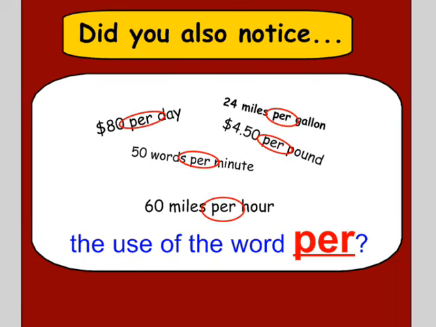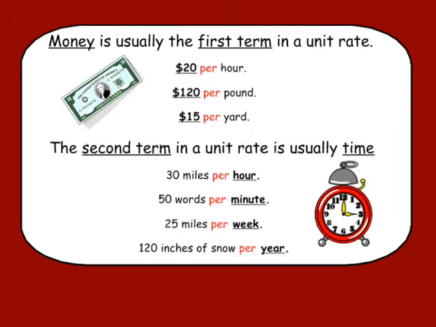Now you'll notice a lot of times when we're talking about rates, we'll use the word per. This indicates that it's a rate and maybe even a unit rate. Now what I've noticed about rates, money is generally the first term. And here's 3 examples. So $20 per hour, $120 per pound, $15 per yard. I found that generally, not always, but a lot of times that first unit will be money.